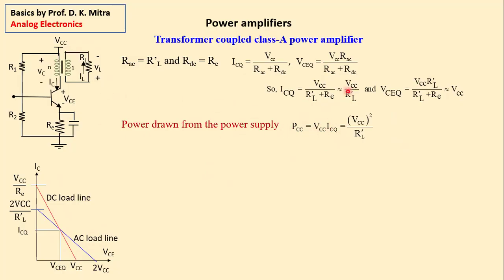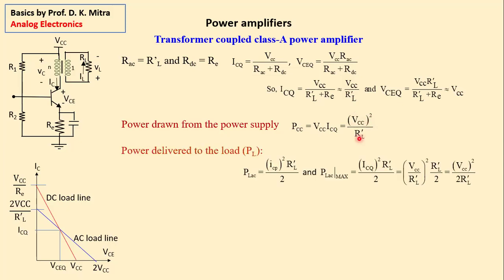DC quiescent current is given here, so it is VCC square by RL. Simple. Then what is power delivered to the load? Once again, the same relation, ICP square RL dash by 2. And what is the maximum power delivered to the load when ICP is maximum? The maximum value of ICP is twice ICQ, and ICQ is only VCC by RL. So it will be VCC square by RL into RL by 2, which is VCC square by 2 RL. Fine.